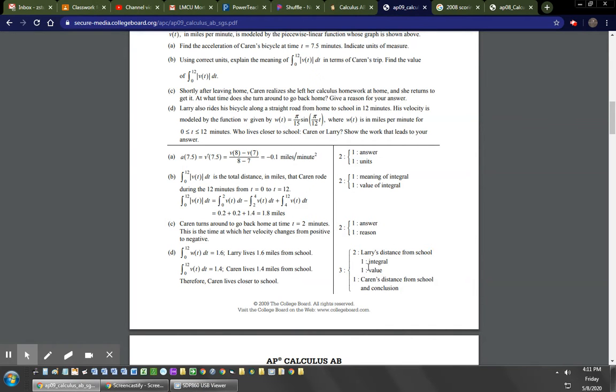3 points for this last part. Larry's distance from school, the integral, and the value. So that was this, the integral, WT. And then remember, we could do that on our calc. So that should be a real easy 2 points. And then Karen's distance from school and the conclusion was the other point.